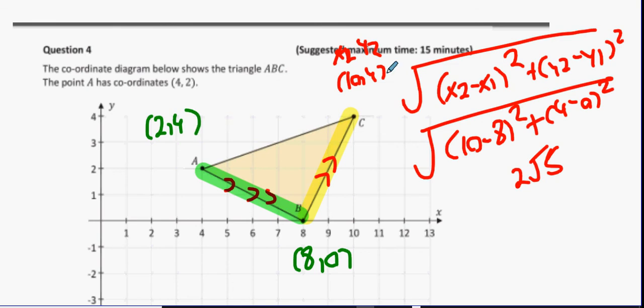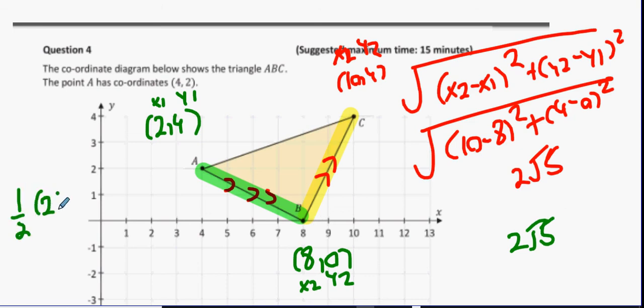Is everybody happy just to use the distance formula again? Would everybody be alright if we skip that step? I'm just going to use the distance formula again for the green line, and I'm also going to get 2 root 5. Is that okay? So a half base times height will be a half times 2 root 5 multiplied by 2 root 5. A half of 20, which is 10. And that's what it asked me to show, wasn't it? Yeah. Show that it's 10. Everybody cool with that?